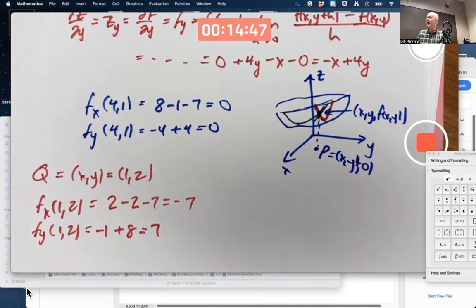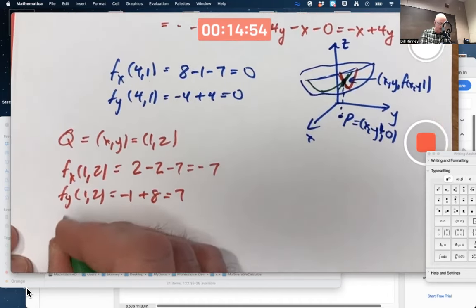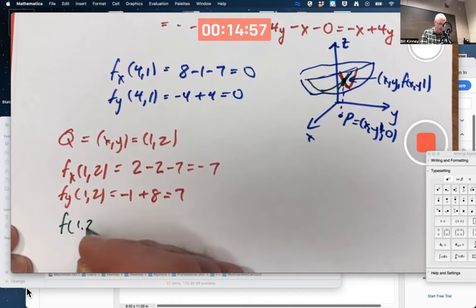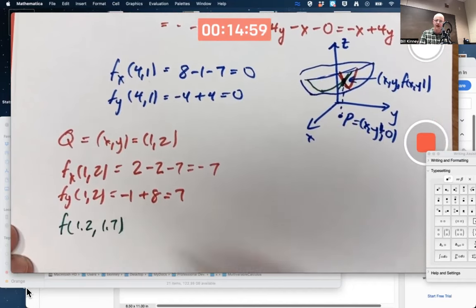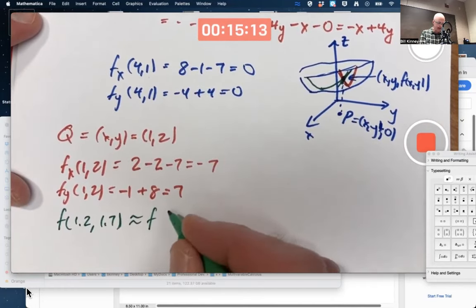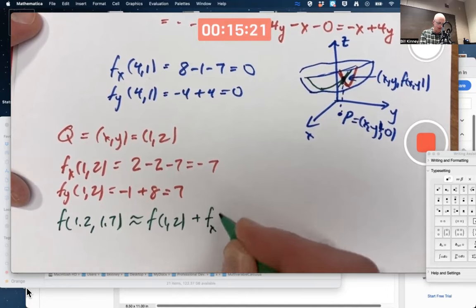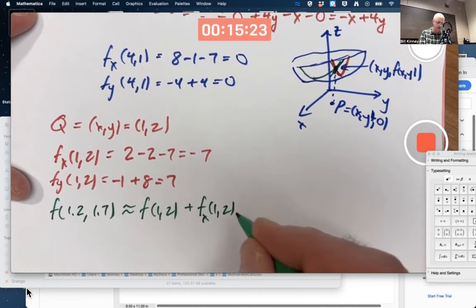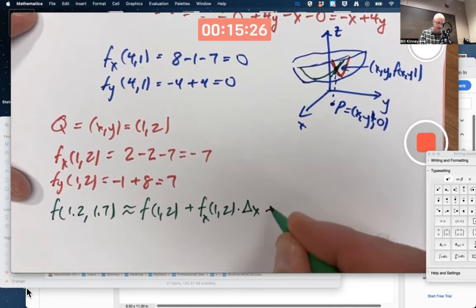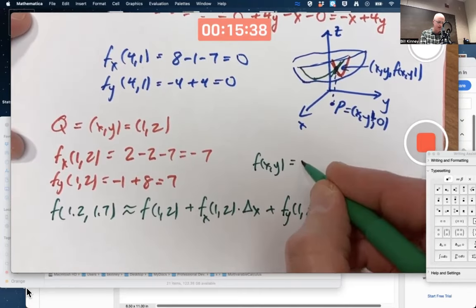Say I was after a linear approximation to this function near this point in question. Say I was wondering, could I figure out f of 1.2 comma 1.7 without technology? We could think of it as f(1, 2) plus fx(1, 2), the partial with respect to x at (1, 2), times delta x, plus fy(1, 2) times delta y.